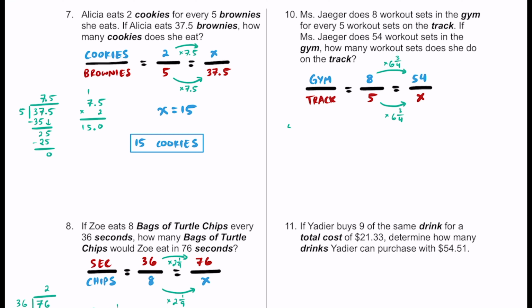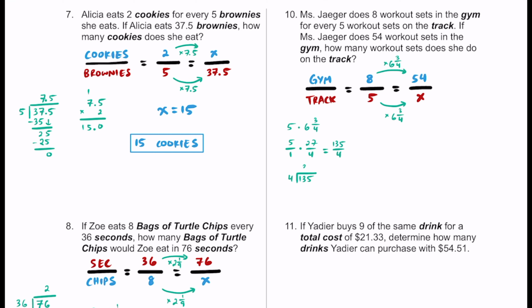And then if you want to multiply this 5 times this 6 and 3/4 to figure out how many track workouts this would be, we can turn it into proper fractions. It's 5 over 1 times 27 over 4. We can't cross cancel here, so this is going to be 135 over 4. And this one's a little bit bigger, so I'm going to do the division here. So 135 divided by 4.